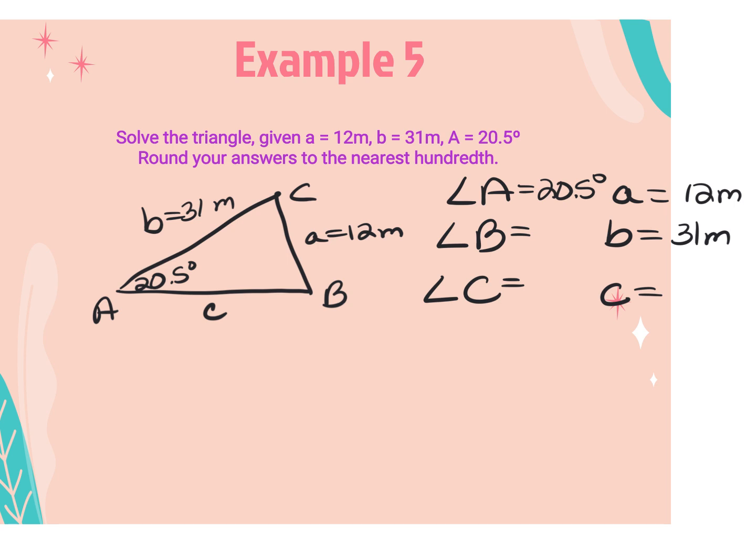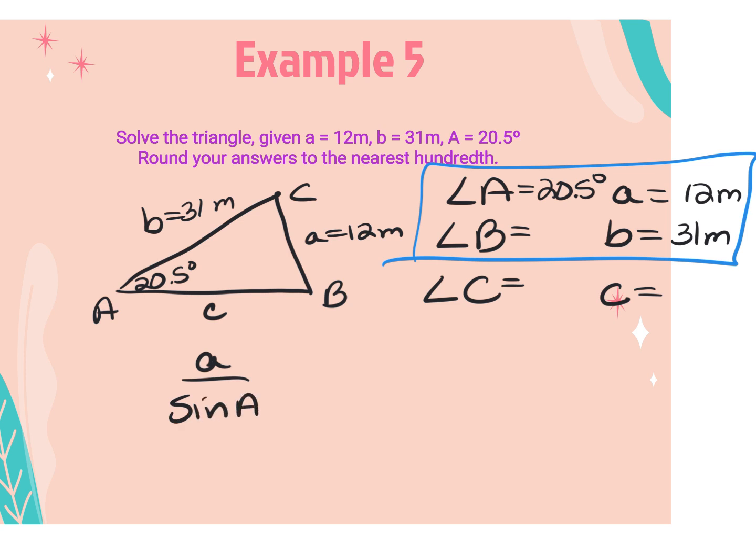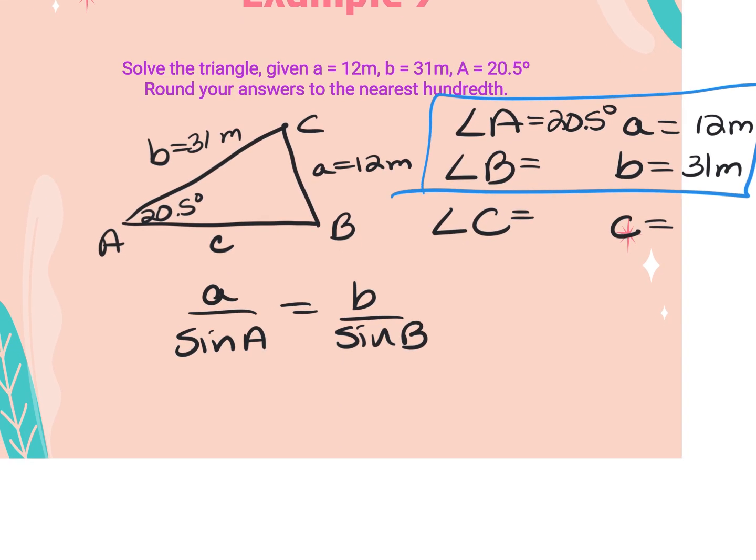So again, by writing it down like this, it's sort of a clue for me that I can already see what's going to go in my first proportion. So I'm going to be using the side and the angle that I have, which is A's, and then I'm looking for angle B first. So I'm going to go ahead and do a over the sine of A is equal to b over the sine of B. So let me go ahead and fill it in. 12 over the sine of 20.5 is equal to 31 over the sine of B.